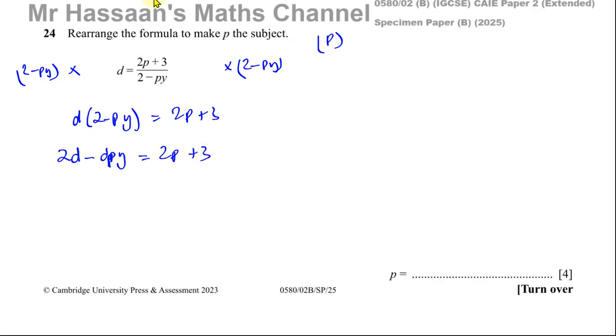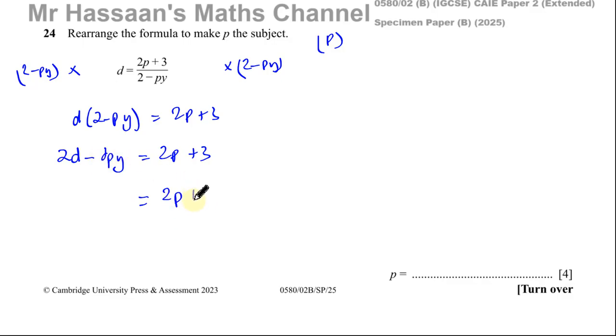Not much I can do with that side. Let me just write that a bit neater. Minus dpy. So now I want to bring the y terms together on one side. I could bring them on this side, or on this side. If I bring them together on this side, I'll get negative dpy minus 2p, and it looks a bit messy. So I'll keep this side for the p's, because the p should be on one side and everything else the other side.